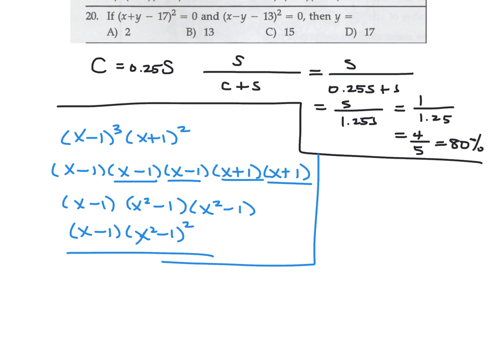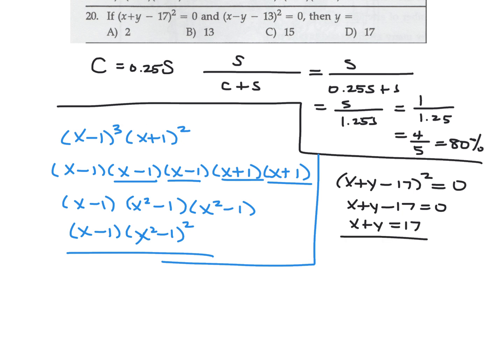x plus y minus 17 squared is 0, and x minus y minus 13 squared is 0, y is... Okay, so for the first one, x plus y minus 17 all squared is 0. If we take the square root of both sides, we get x plus y minus 17 is 0. So x plus y is 17. And in a very similar way, the second one, x minus y minus 13 is 0. If we take the square root, we get x minus y minus 13 is 0. And therefore x minus y is 13.